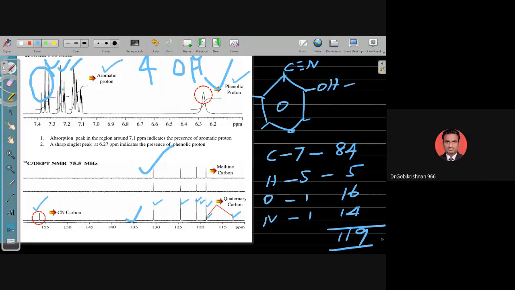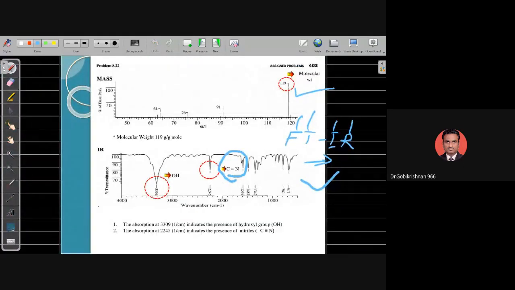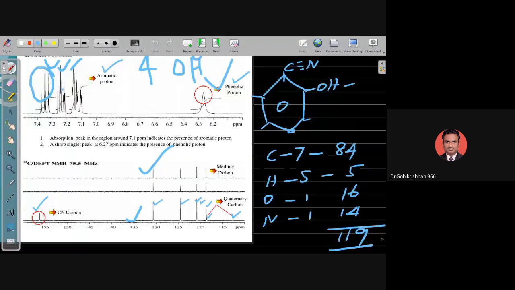That is what is shown as the molecular weight. I can cross verify with the MS. See the molecular weight given in the MS. It is 119. You only have to take the tallest peak, because the tallest peak indicates the molecular weight. In this case, I am getting a molecular weight of 119. From this I can come to a conclusion that this is the molecule with C triple bond N and OH.